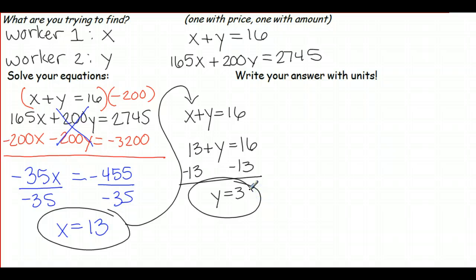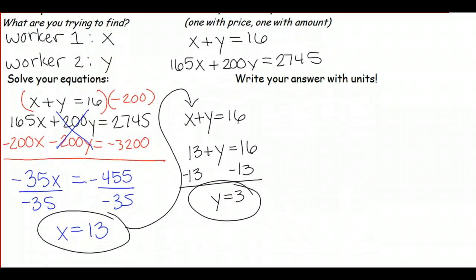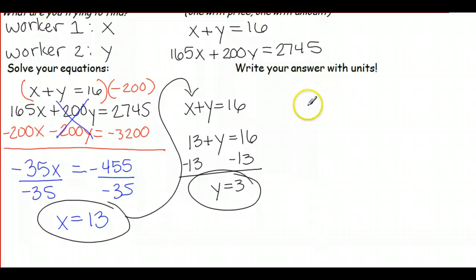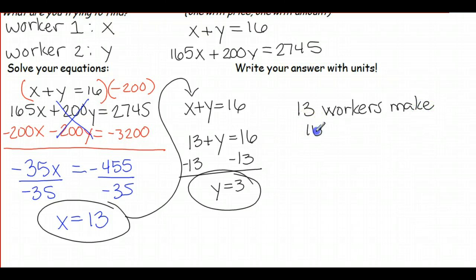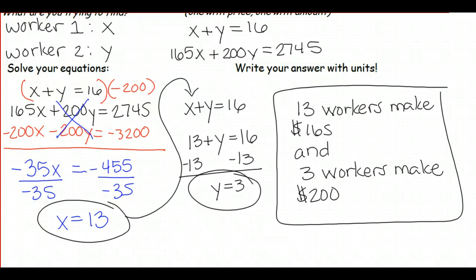So now we have to write our answer and explain what our answer means. Remember that x is worker number 1, which was for $165. So there are 13 workers that make $165 an hour, and 3 workers make $200 an hour. So that is your solution. Alright, let's go on to the next example.